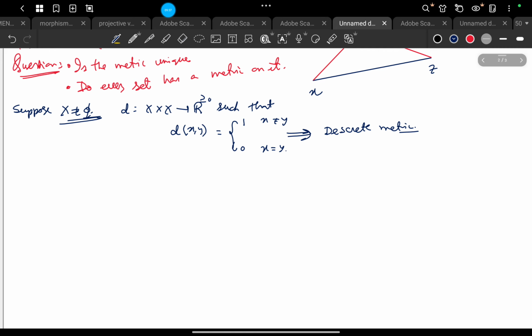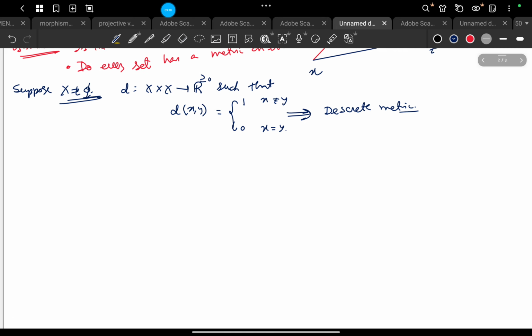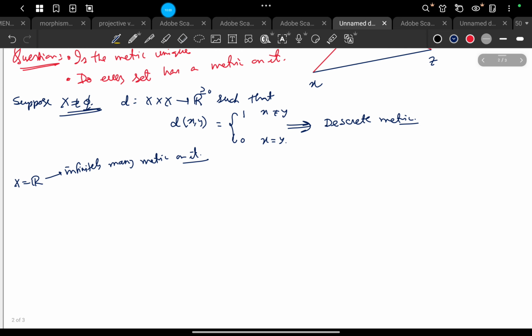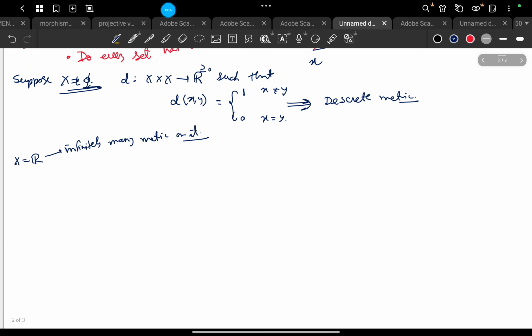As an example, suppose we have X equal to R. On R, we can define infinitely many metrics. Let us keep it for a while.